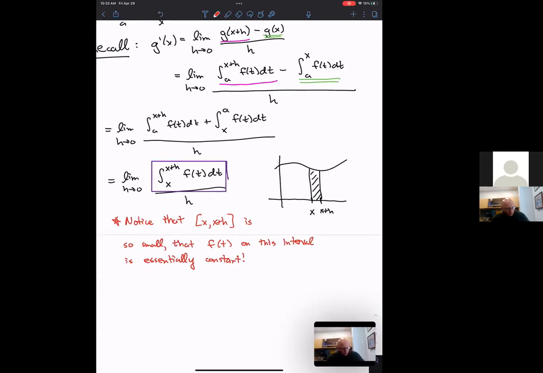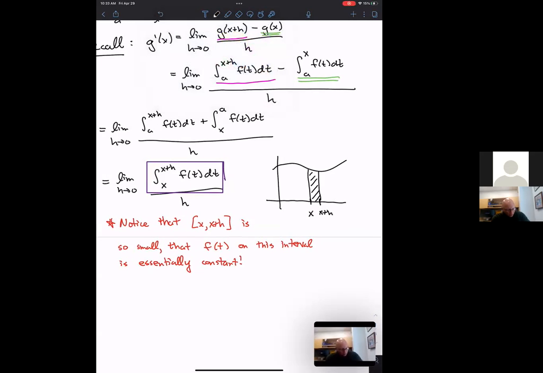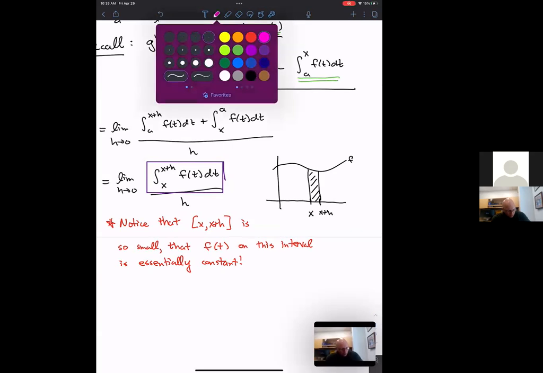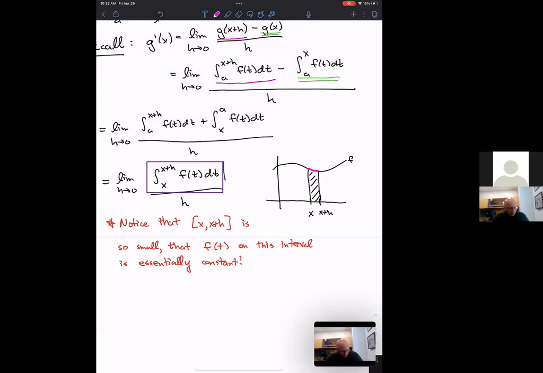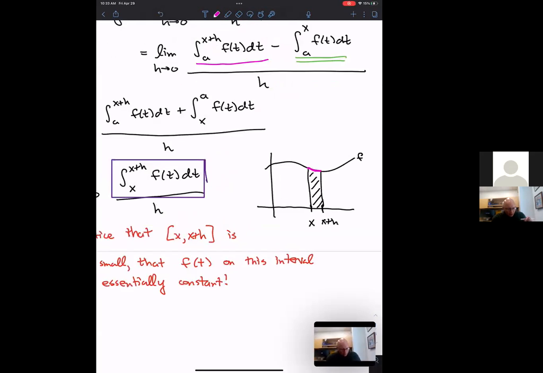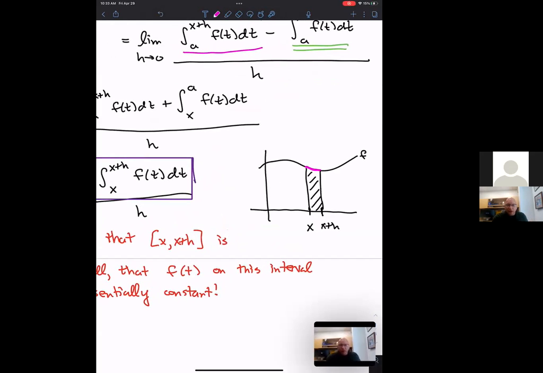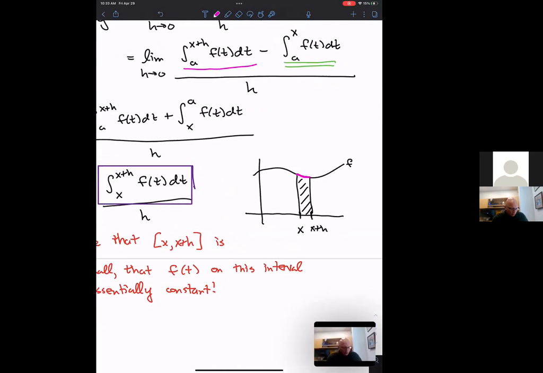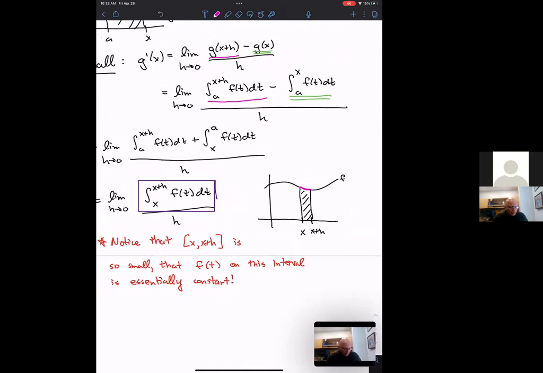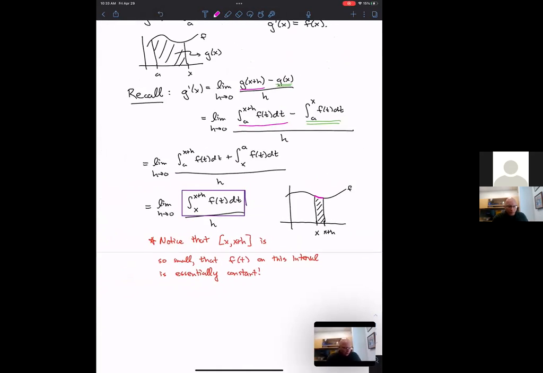In this picture, you might look at this and say, well, no, this function f isn't completely constant on this interval. I agree. It's not completely constant. It definitely goes up and down. But if h were super duper small, then the amount that this function f can vary is really tiny. It can't go up and down that much in a tiny, tiny interval. In fact, the smaller I make the interval, the less I expect f can go up and down.